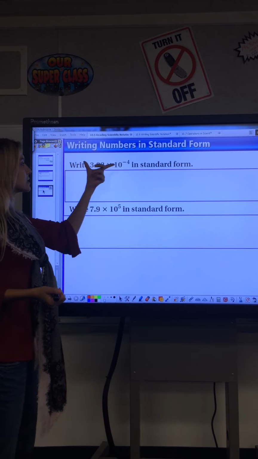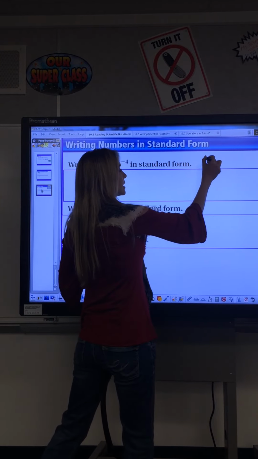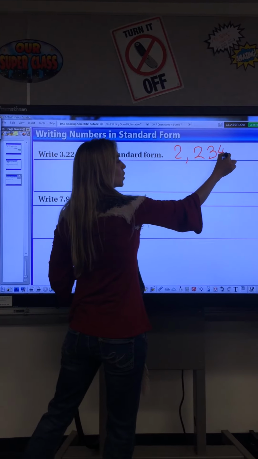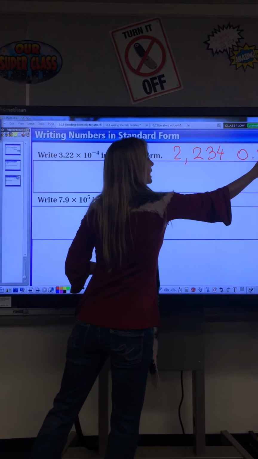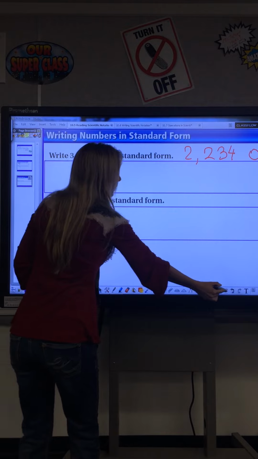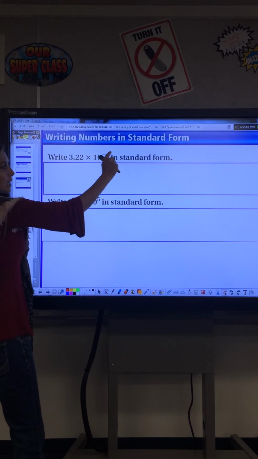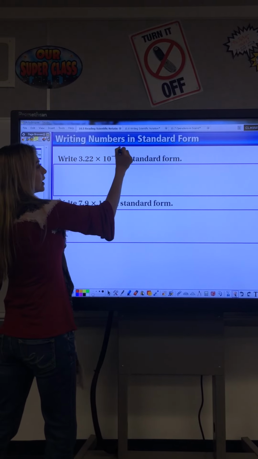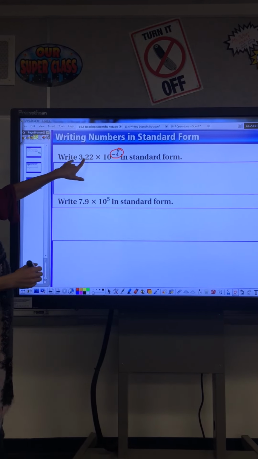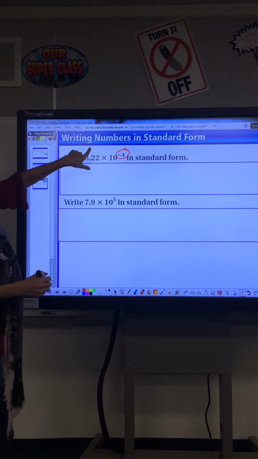To write a scientific notation in standard form. Standard form is, let's say, the number 234, or 0.825. All that is standard form. Now we're going to say, all right, well, 3.2 is written in scientific notation, right? Now this exponent is telling me, because it's negative, that this number is going to be smaller than 1 in a standard world, in a regular world.